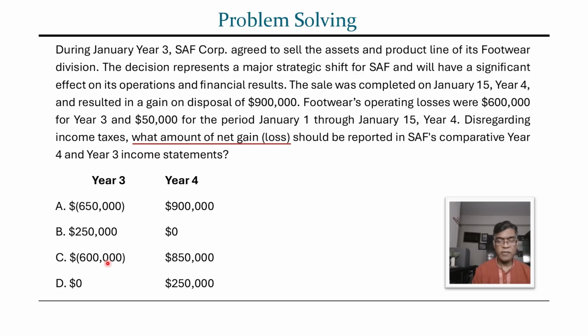Primarily, we can understand, but we also calculate for year 4. So year 4, there is a gain on disposal of 900,000, and there is the operating loss from January 1 through January 15 year 4, 50,000. So 900,000 is the gain and 50,000 is the operating loss. So what is the net gain? 850,000. It should be shown as a positive figure. Here the 50,000 has no bracket, so it indicates gain. So C will be the correct answer, right?